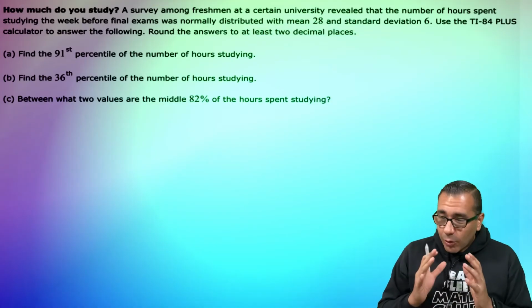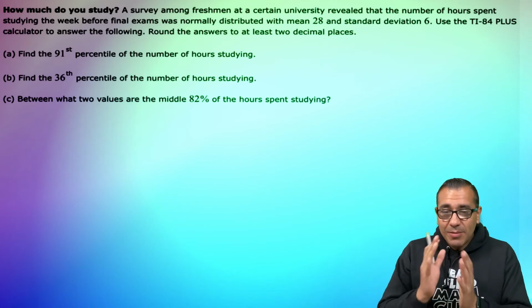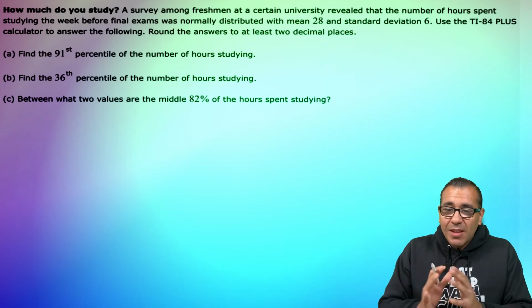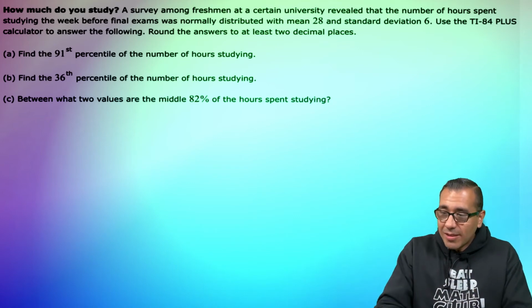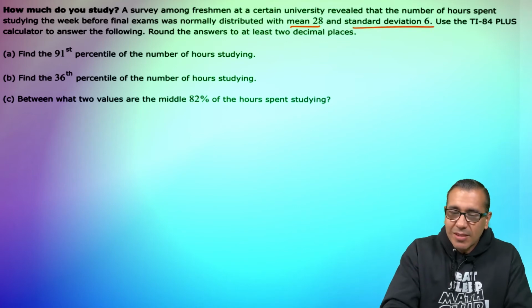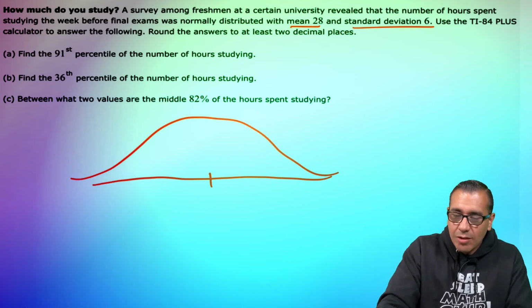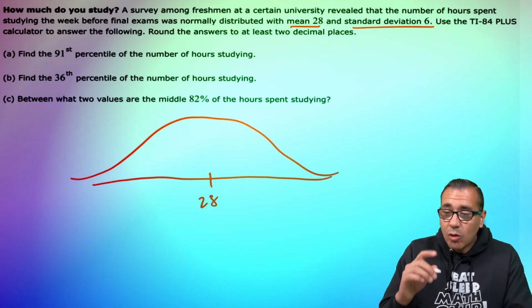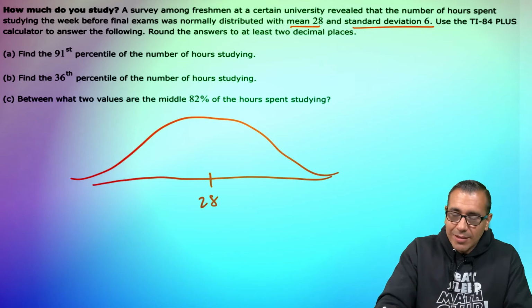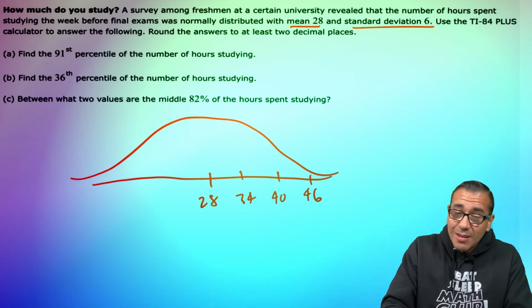All right, we have a great question for you here. How much do you study? Same idea, but this time they're giving us different numbers. Let's draw this. First things first, I'm looking at that mean. They tell us it's normally distributed, and they tell us what the standard deviation is. So let's just draw a little Etch-a-Sketch drawing here. 28, and I'm going up by 6 and going down by 6. In this case, I'm just going to go up by 6: 34, 40, 46.